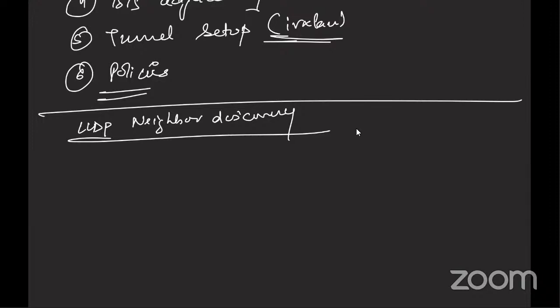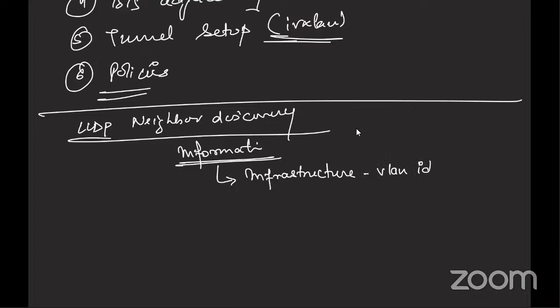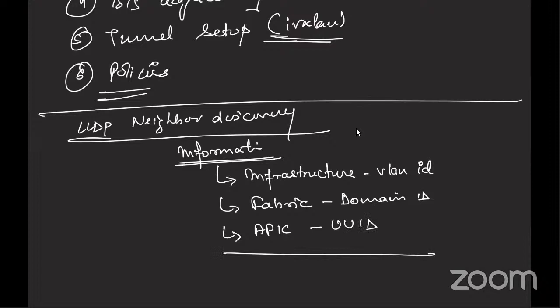Okay, and what it's going to check is the information that is going to be exchanged. The first thing it's going to check is the infrastructure VLAN ID. The other thing it's going to check is the fabric domain ID, and it's going to check your APIC UUID. So this is the information that we filled. The first two things we filled in the APIC initialization stage, where we give the infrastructure VLAN and the domain ID of our fabric. So it's going to pass this information down to your spine.